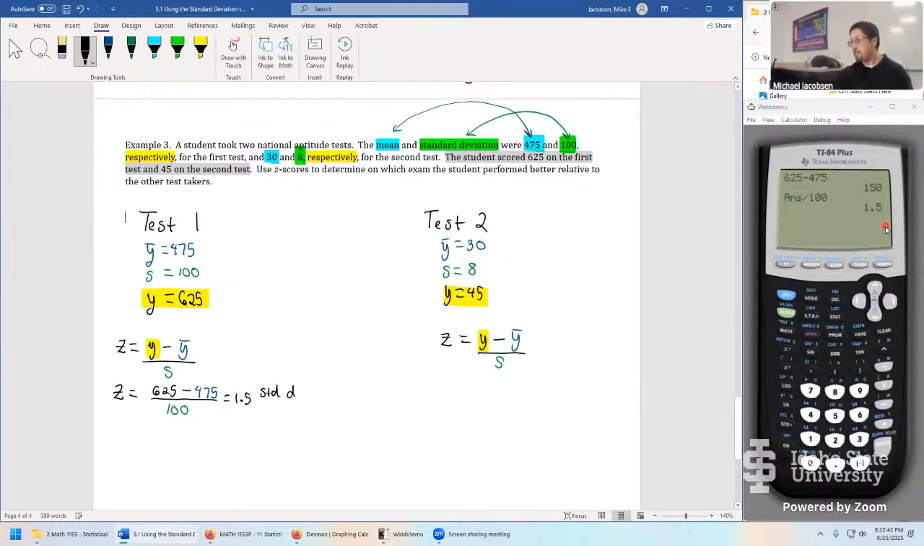Standard deviations above the mean, because the number's positive. So that's our z-score on that one. Let's do it again over here for this z-score. First, any questions on finishing out the column on the left?